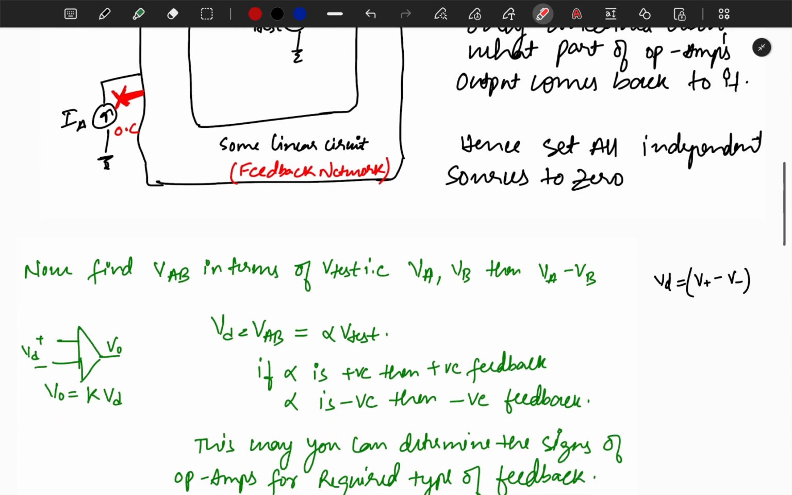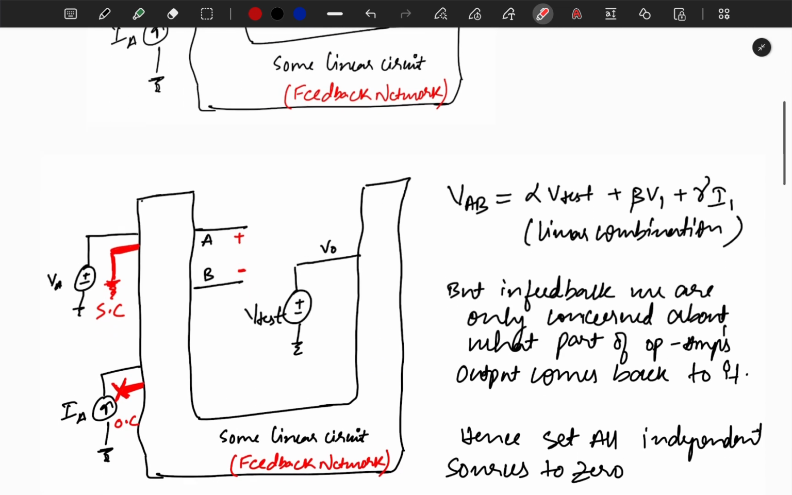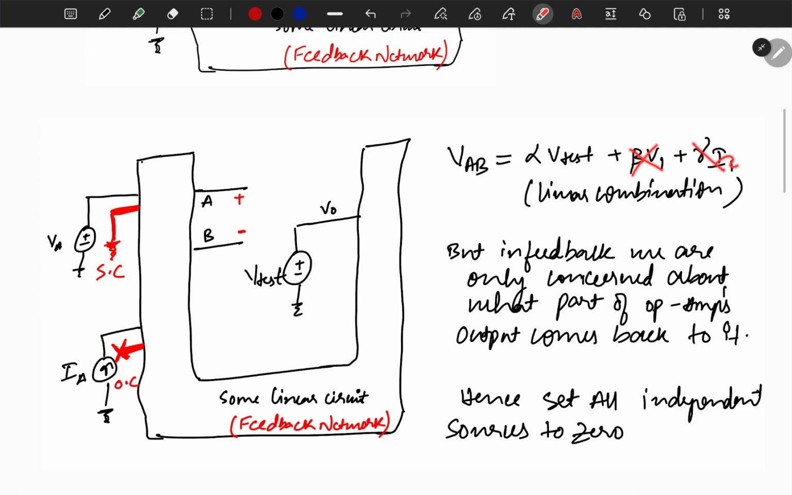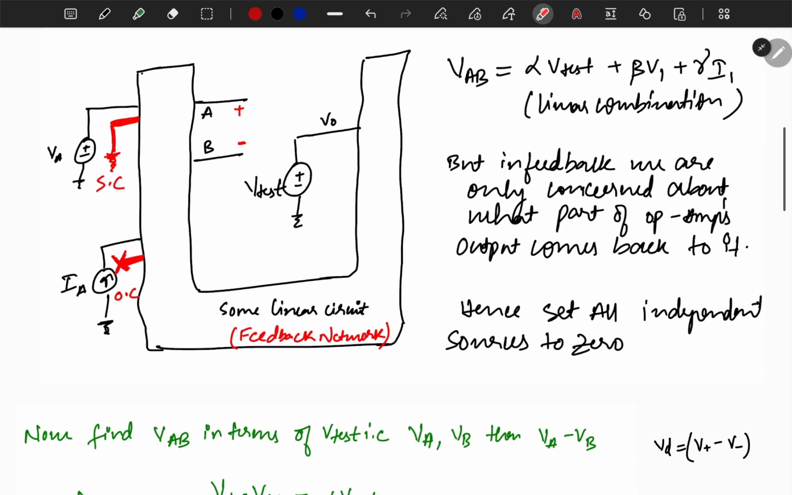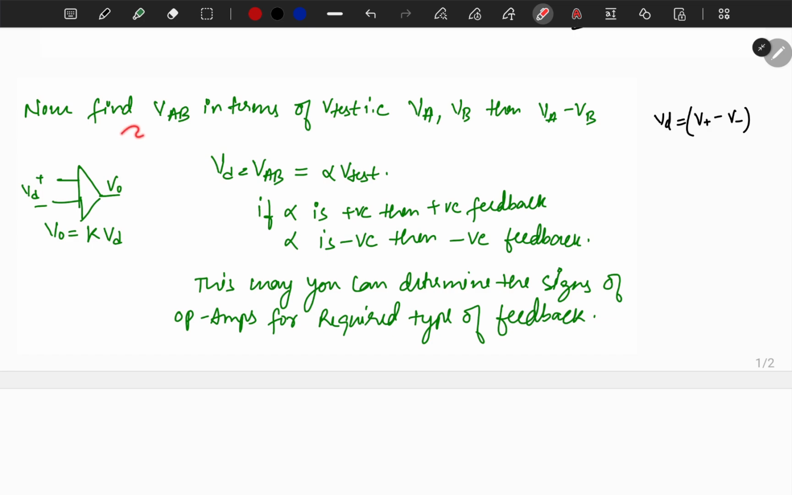So let's proceed further. Now, once we ignore both the independent voltage sources and independent current sources, we are only left with the part of V out, V test, that comes back into VAB. Now we have to find VAB in terms of V test. VAB signifies, as we already know, VA minus VB, the voltage at the positive terminal minus the voltage at the negative terminal, which is signified by VD. VD is the difference voltage, or the differential voltage, to be precise. So K is the gain of the op amp.